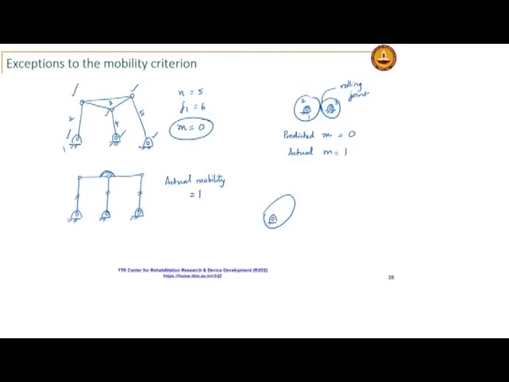So, say you have a cam, okay, and say I put a follower, a rocking follower like this, okay. Then I have 1, 2, 3. So, I have a cam pair here. I get a mobility of 1 for this.